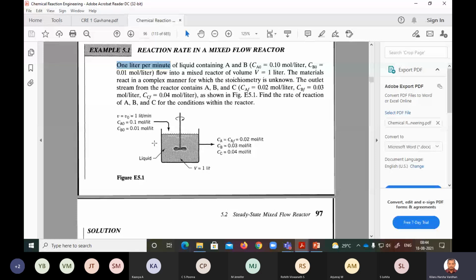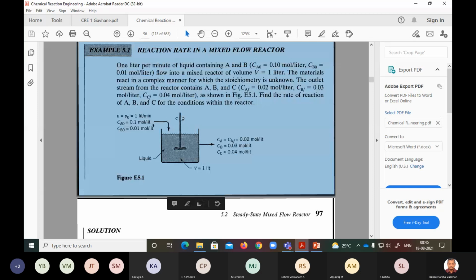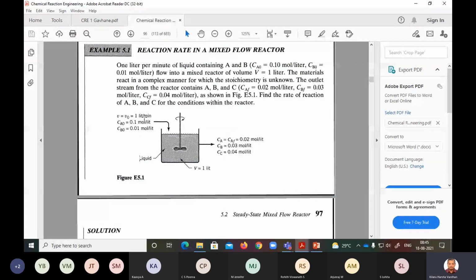So for these conditions, the stoichiometry is unknown. The rate law is minus Ra equals K into Ca to the power N. K he doesn't know and N he doesn't know, right? So he's asking you to find the rate of reaction minus Ra. How to do this? Now this is a mixed reactor. He gave you the volume and he gave you the volumetric flow rate.